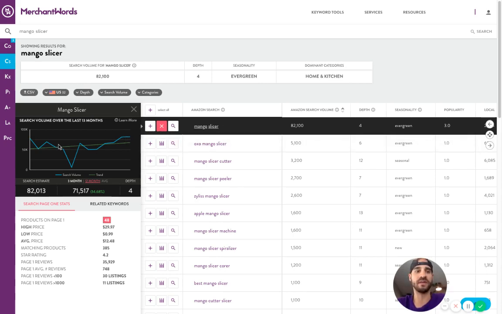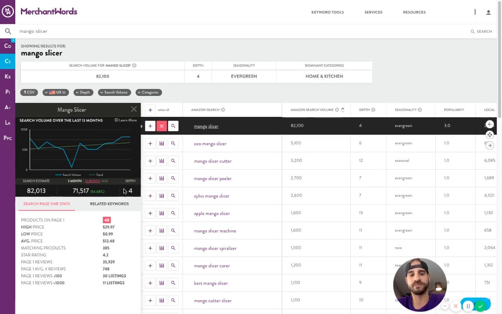What we have here, the blue line is how the search volume is performing over 13 months. And then the green line is the trend line. Is it trending up or trending down? The estimated search volume is right here. It's about 82,000 monthly searches for this keyword. And over 12 months, the keyword went up about 41%, and 3 months, about 14% in search volume.